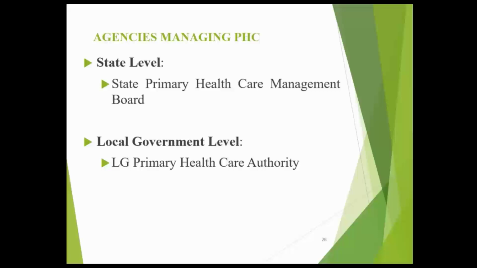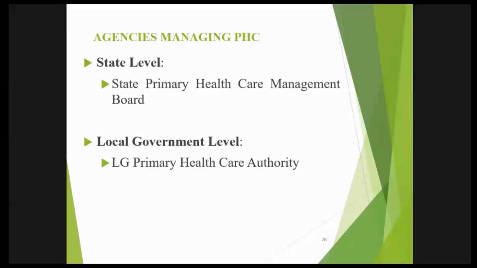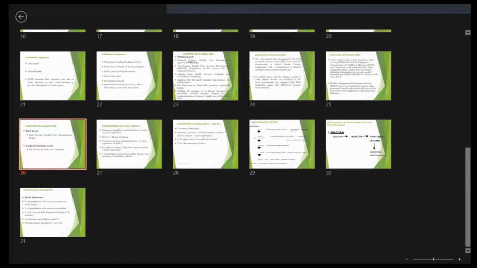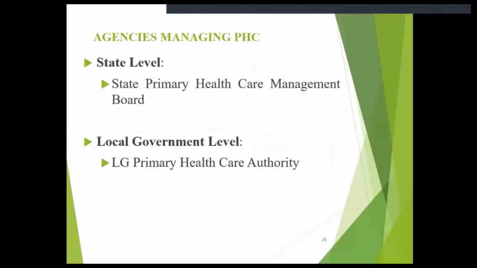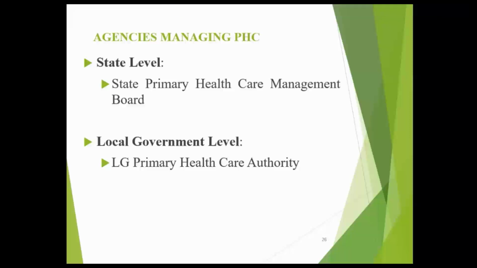So while at the usual primary healthcare level, you would have officers, including community health extension workers, community health extension officers, junior community health extension officers. You know, these people are trained specifically in schools of health technology run by the federal government to provide service at the primary healthcare level.